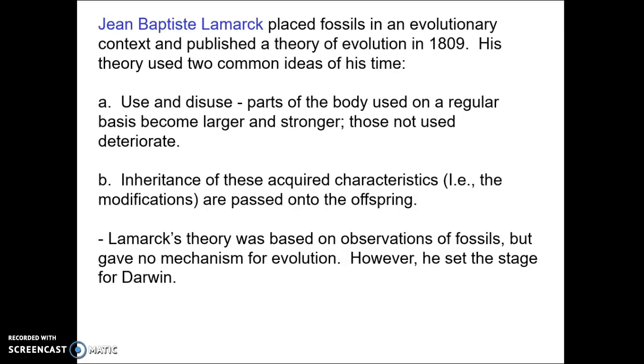And those that you didn't use would deteriorate over time and wear down. He also believed that there was inheritance of these acquired characteristics. So basically, if I had used my right arm my entire life and I became very strong in my right arm because I'm using it all the time, well then when I had offspring, I would pass down that trait to the next generation. And Lamarck's theory was based on observations of fossils. However, it gave no mechanism for evolution. This, however, set the stage for Darwin.